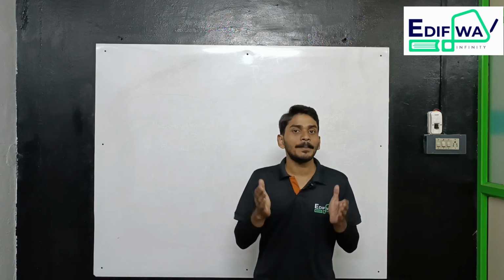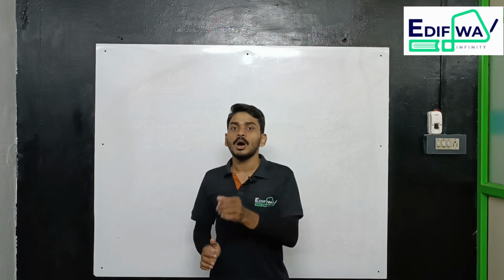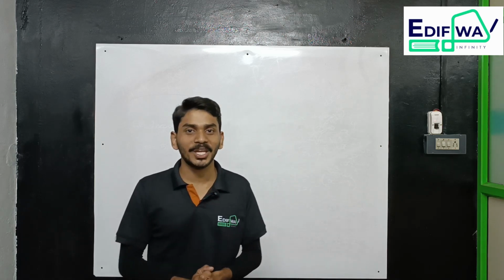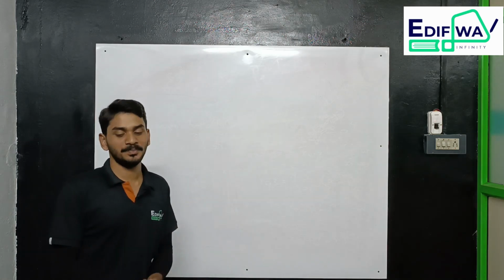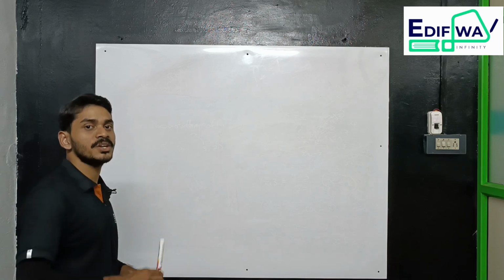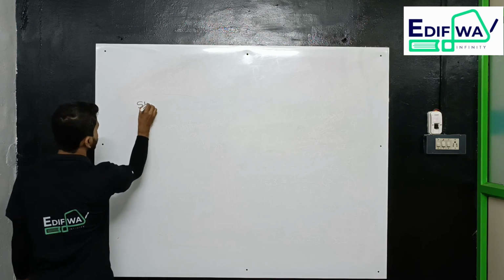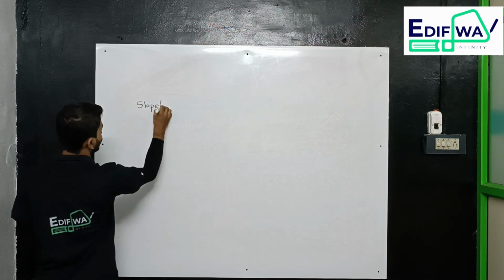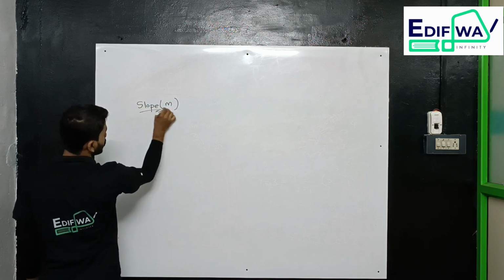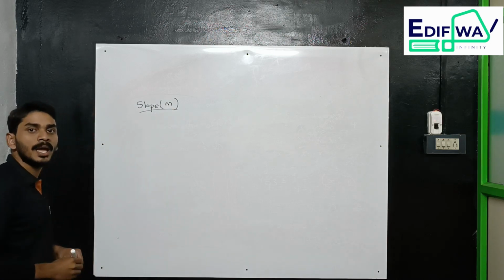All of you take a pen and paper and note down all the important points. Are you ready? Let's go. So first we are going to discuss what is meant by slope. The slope is represented using the letter M.